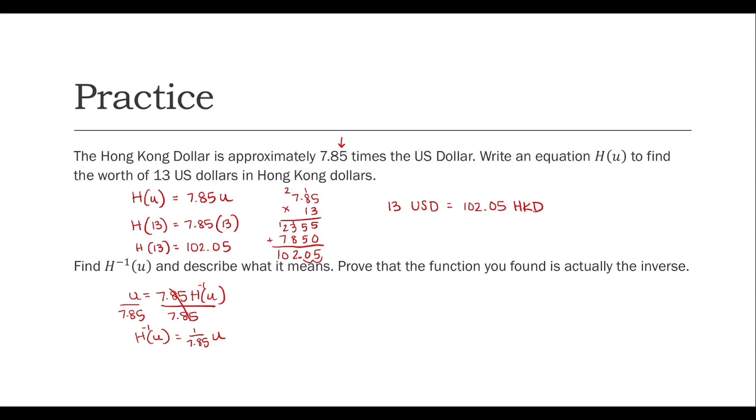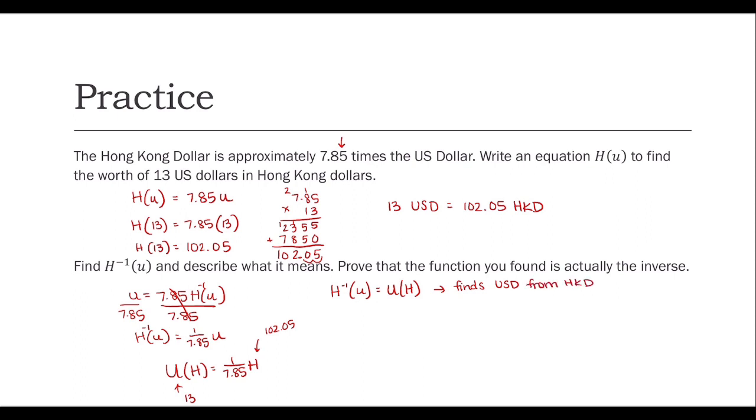So with our H inverse of U, what we've actually done is we've swapped our variables so we can figure out US dollars from Hong Kong dollars. So really it's going to be like U of H equals 1 over 7.85 H. So if we plugged in 102.05 for H, then we would also be able to find that U equals 13. So our H inverse of U is our U of H, and it finds US dollars from Hong Kong dollars.